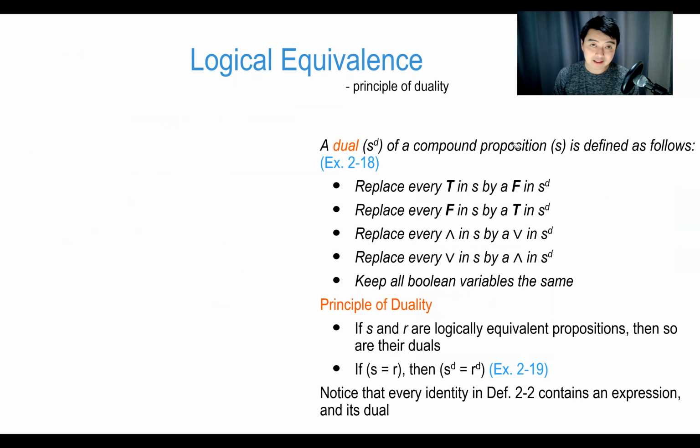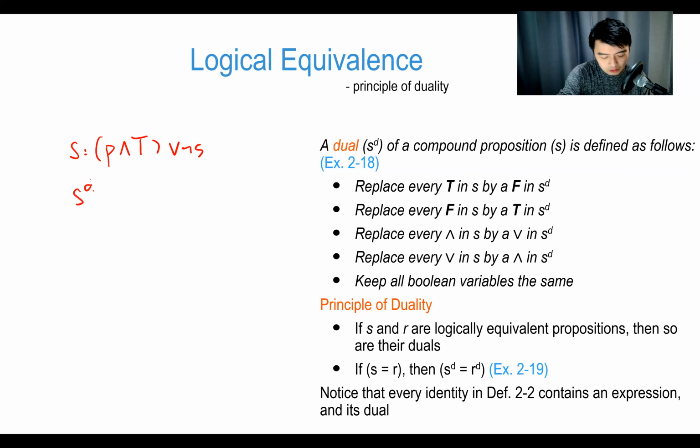What a dual means is that we are defining a dual of a compound proposition, and the dual is the replacement of the true and false, so the flipping of the true and false, and also the flipping of the ands and ors. So, I'll give you a quick example. If I had an expression called S, and this S is P and true and or not S. Now, I understand that this is not the simplified expression, but I just wanted to prove a point here.